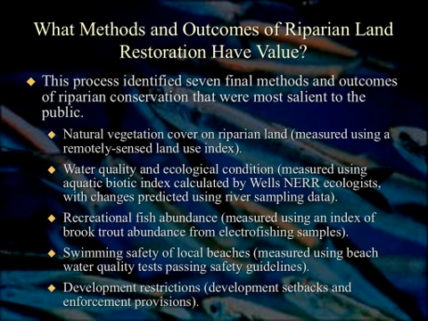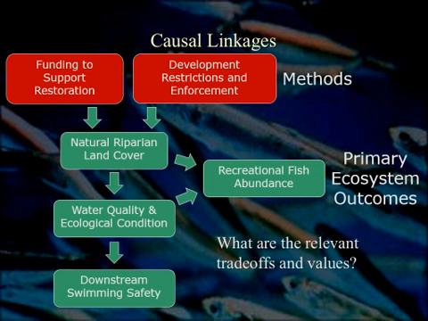And then development restrictions. Okay, so here we have our causal linkages, right? So we have funding to support direct restoration activities. We have development restrictions and enforcement. These are what people are and are not allowed to do. The immediate effect of that is on natural riparian land cover. That affects recreational fish both directly because, for example, if you have natural cover, fish can hide under the fallen logs and things like that. It also affects water quality and ecological condition, which also affects recreational fish. And then this affects downstream swimming safety. So we have our nice little causal linkage.